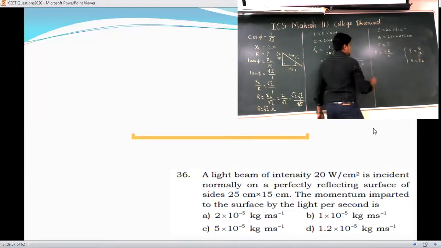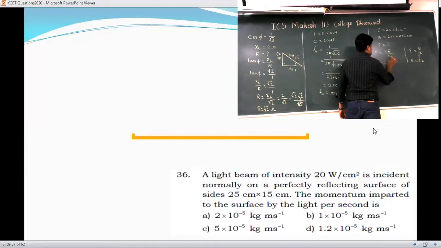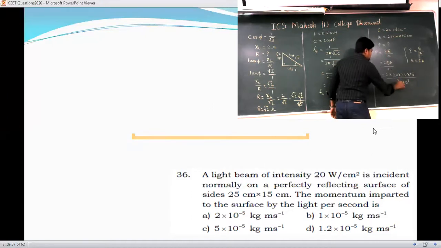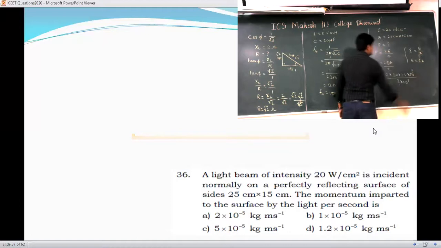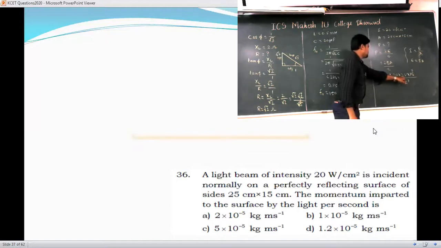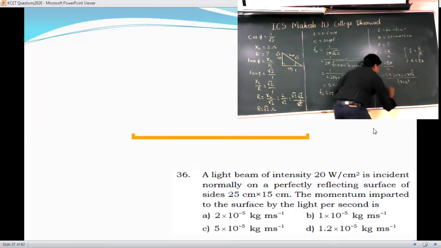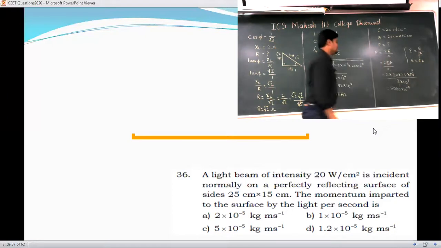Substituting that value here, it is 2 into I into A divided by C. So it is 2 into, the value of I is 20, the value of A is 25 into 15, divided by C, which is 3 into 10 raised to 8. Now 3 fives are 15. Here 25 into 20 is 500, 500 into 2 is 1000, 1000 into 5 is 5000. So 5000 into 10 raised to minus 8.